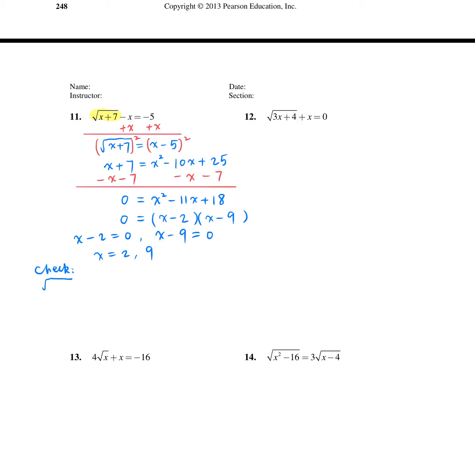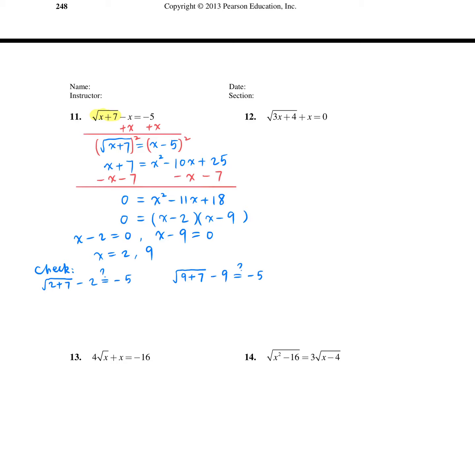Let me write down the original equation. So the first solution will be radical 2 plus 7 underneath the radical sign, minus 2. Is it the same as negative 5? So that will be the first situation. The other situation will be radical 9 plus 7 minus 9. Is this the same as negative 5? And let's calculate for each of them.